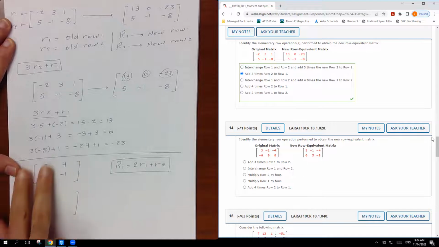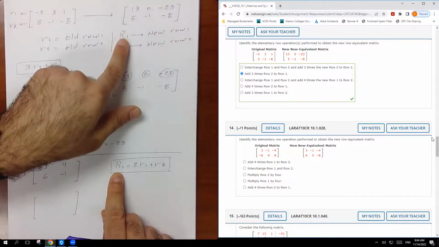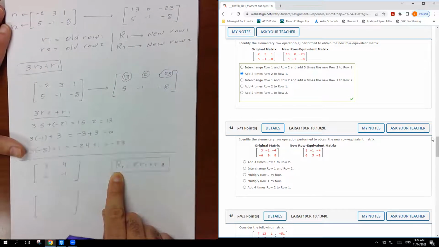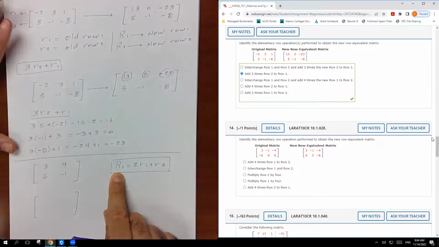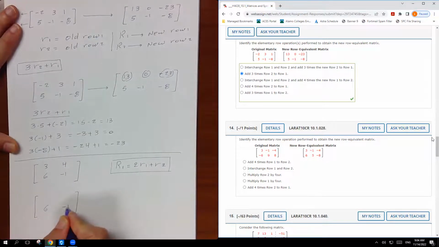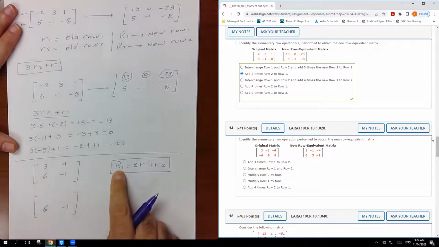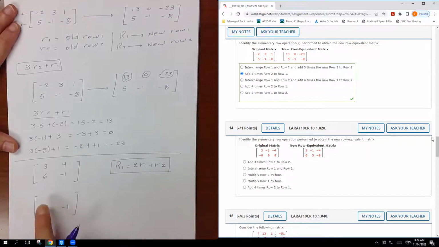So here's the old matrix. What's the meaning of capital R1? It means get a new R1. That means the change is going to be on the first row. The second row is going to be exactly the same. So here's the second row, exactly the same, because I am going to get a new R1. So here's the new R1. R2 is going to be the same.